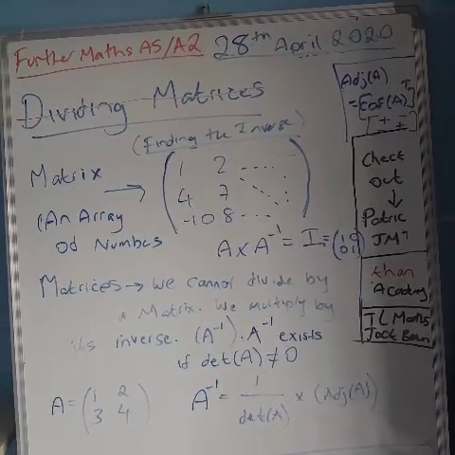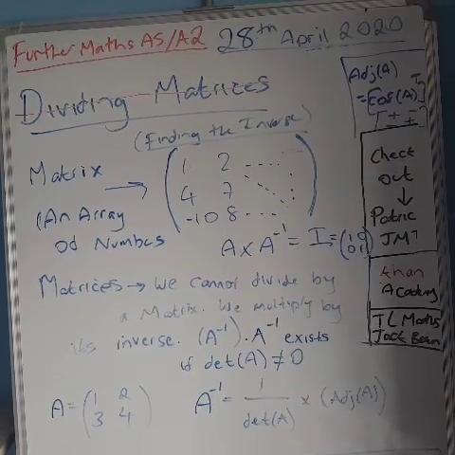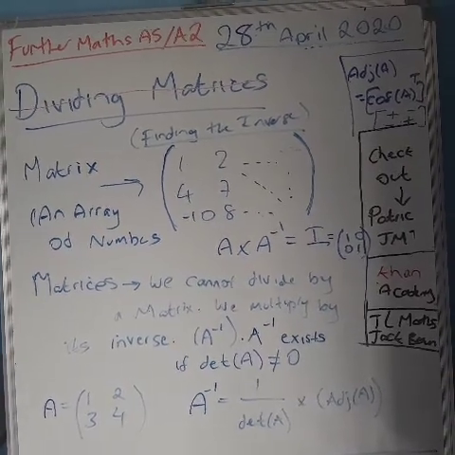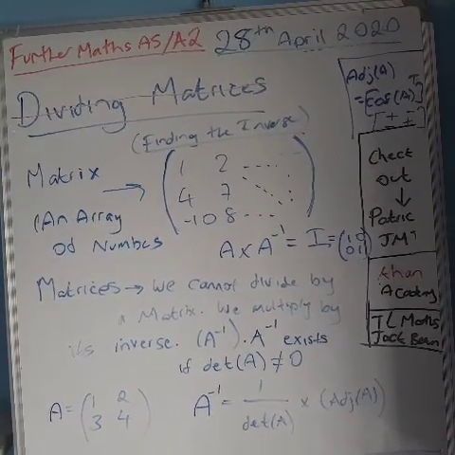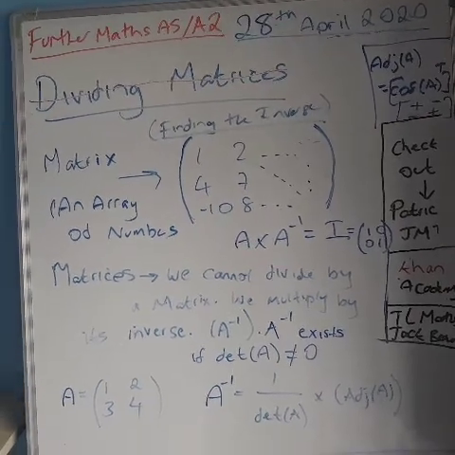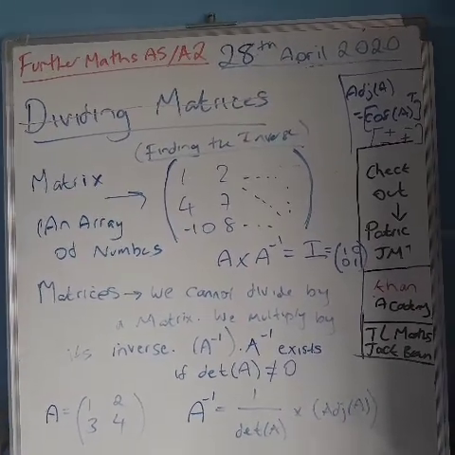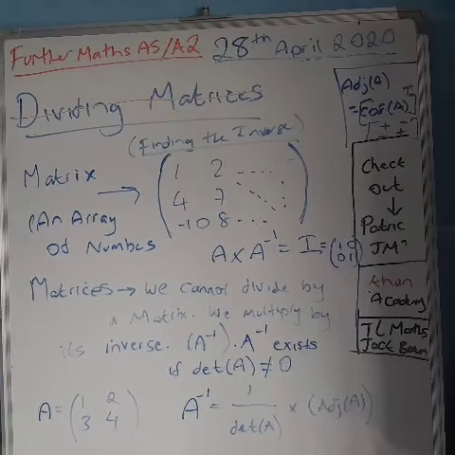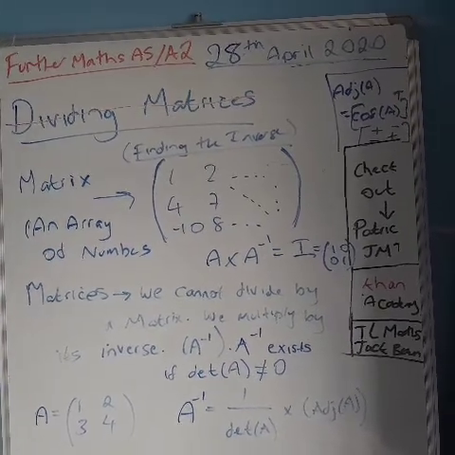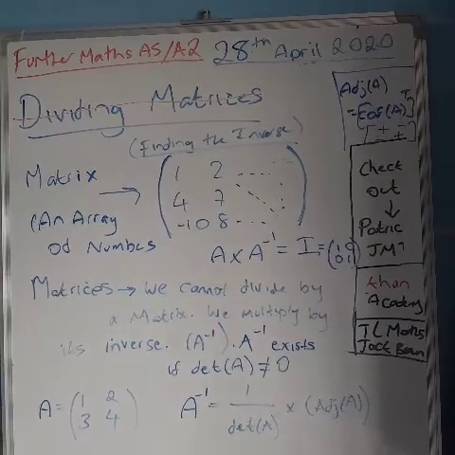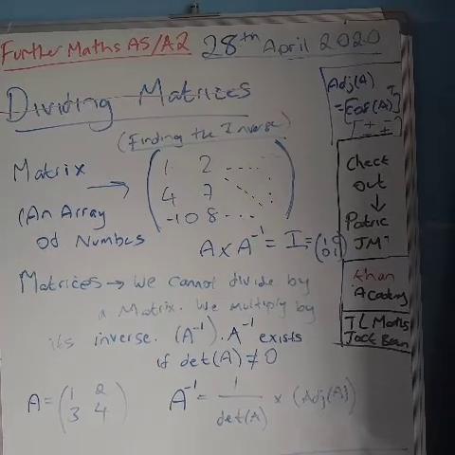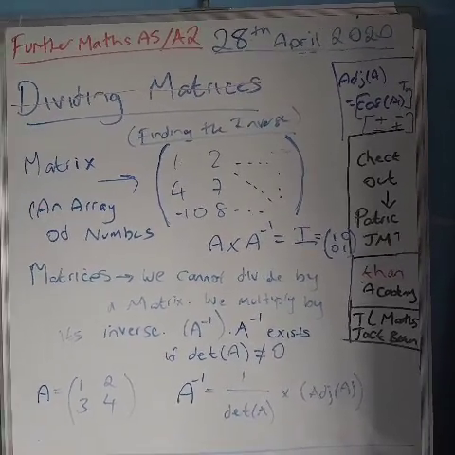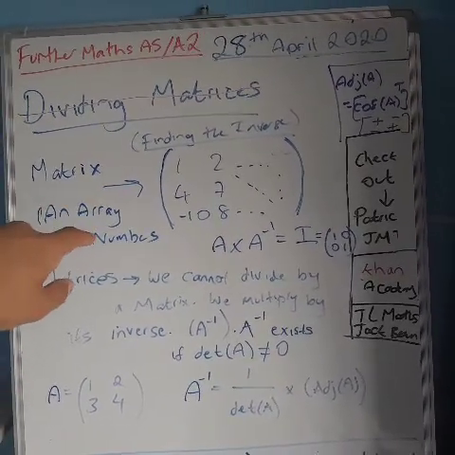A matrix is just an array of numbers. For today's video, I'll be looking at one example for a 2 by 2 matrix, and then in the next video I'll look at a 3 by 3 matrix. So a matrix is an array of numbers.